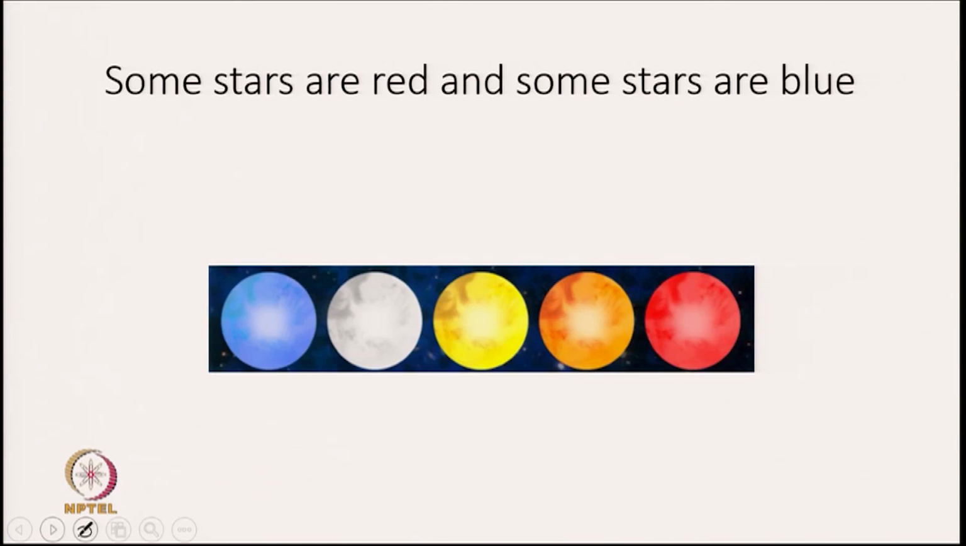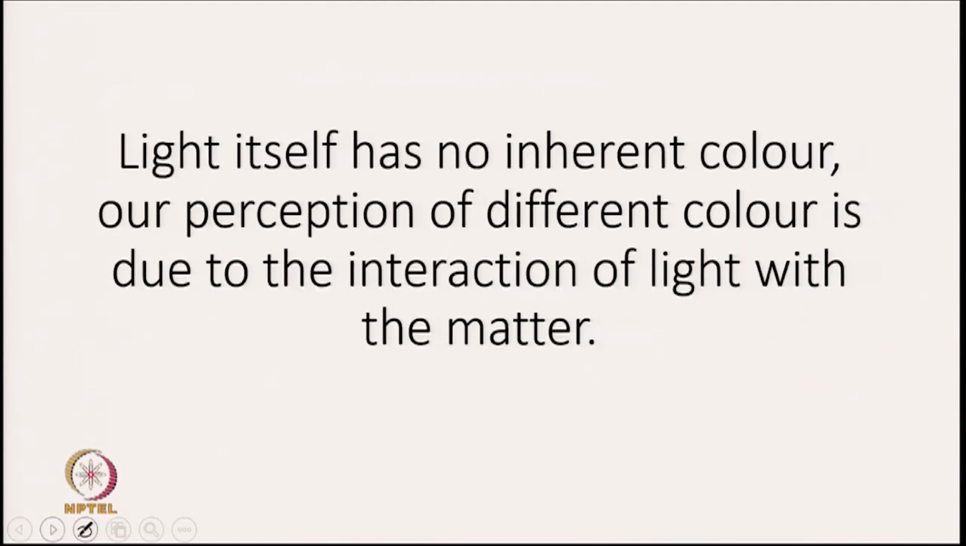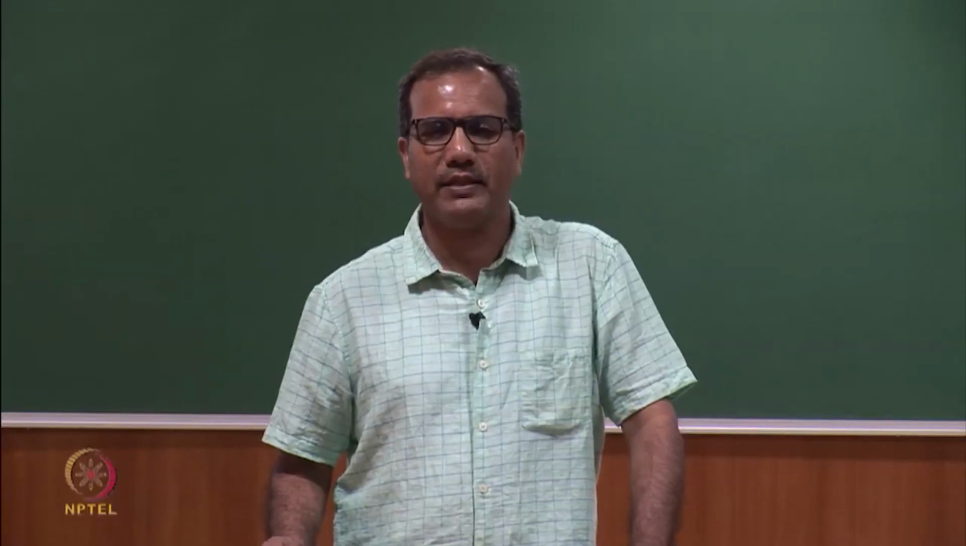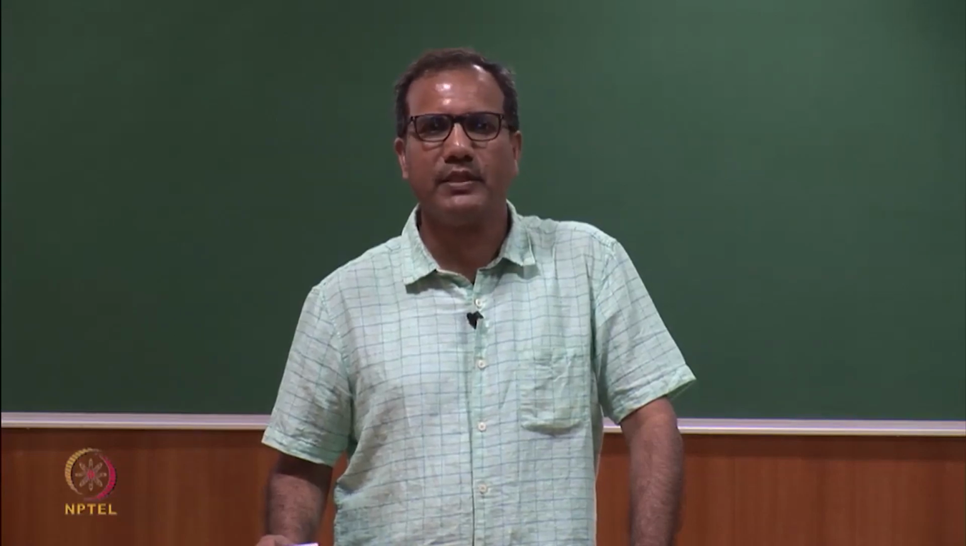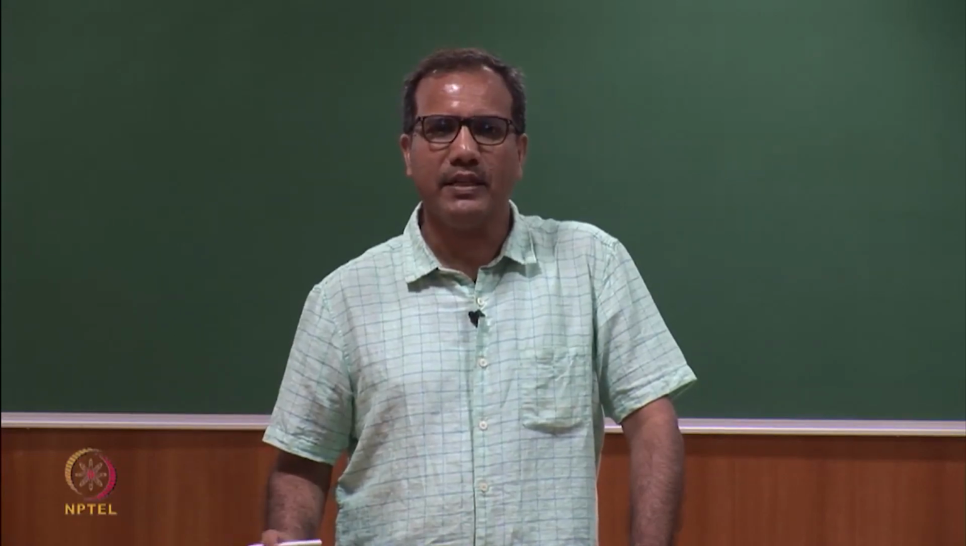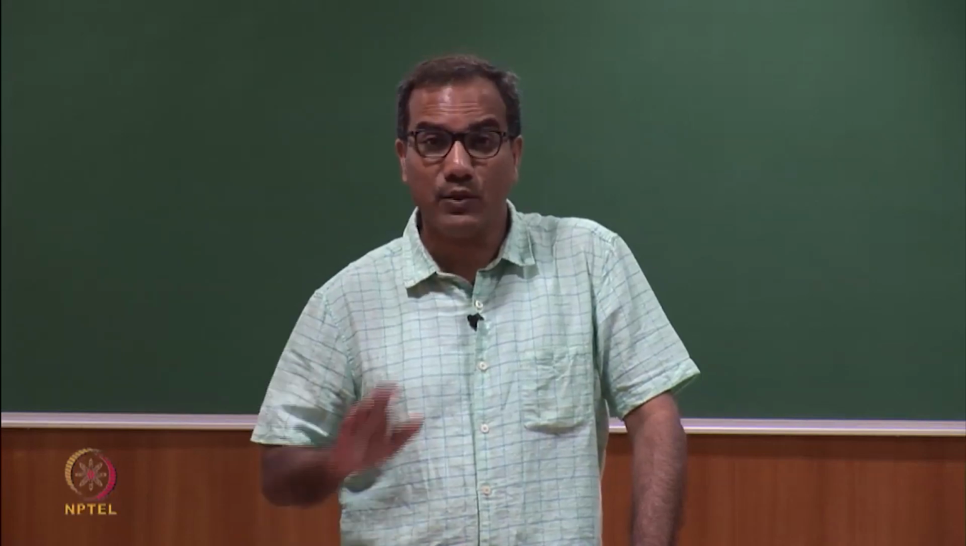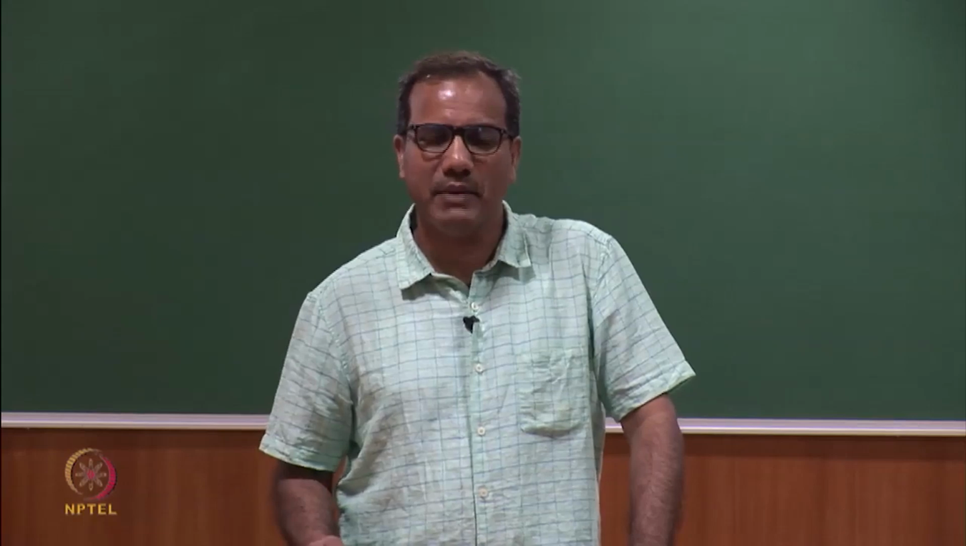So, scientists during early days also were anxious to know the answer to this. As such, light itself has no inherent color. So, our perception of different colors is due to the interaction of light with matter. So, the color which we perceive is basically due to interaction of light, which has no inherent color, with the matter.